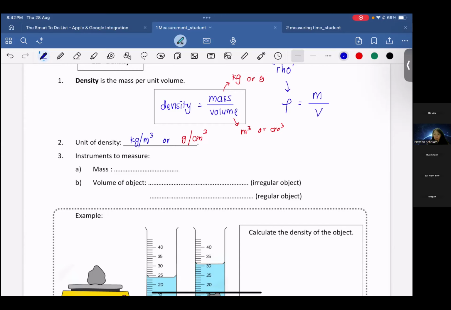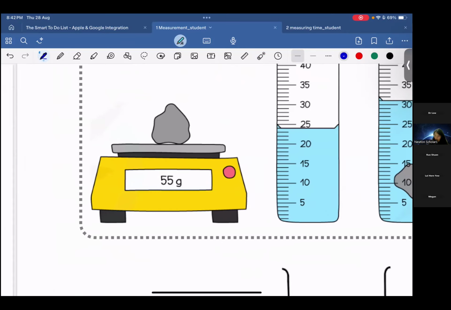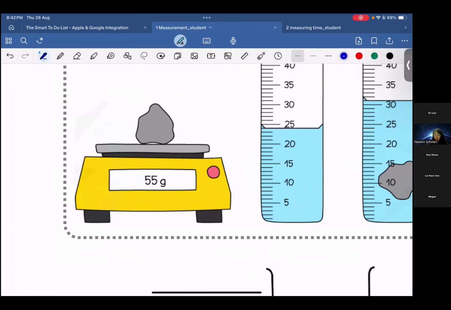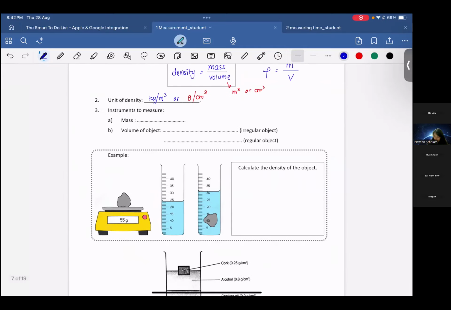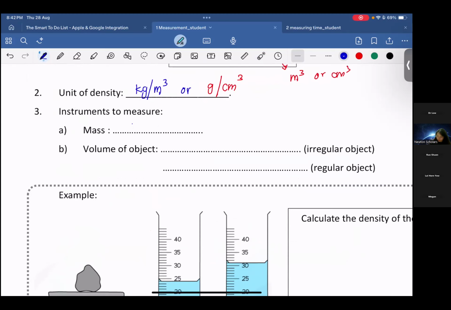Mass. How do you measure? Do you know what this is? What do we call this? In the lab, we have this kind of instrument to measure the mass. Yes, thank you. Okay, here. This is a balance, okay? Electronic balance or balance. Normally, we just mention balance.